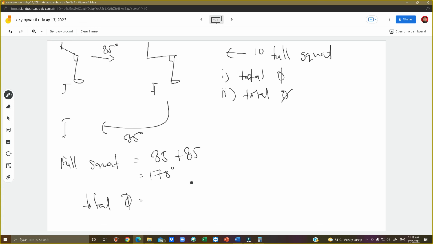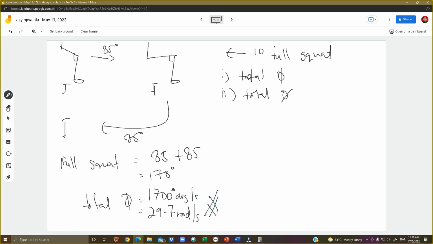1700 degree. Berapa radian? Change to radian. Divide with 57.3. 29.6. 6 ada belakang-belakang lagi kan? 29.67 radian. Ataupun degree. Ni jawapan dia.